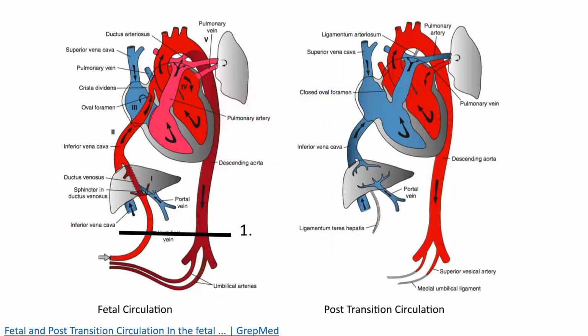After delivery, the removal of the low resistance placenta causes an increase in systemic arterial pressure. And simultaneously, the first breath allows for lung inflation and oxygenation, allowing for a decrease in pulmonary vascular resistance, leading to ductal flow becoming left to right instead of right to left. Eventually, the ductus will close as blood flow becomes less and less.